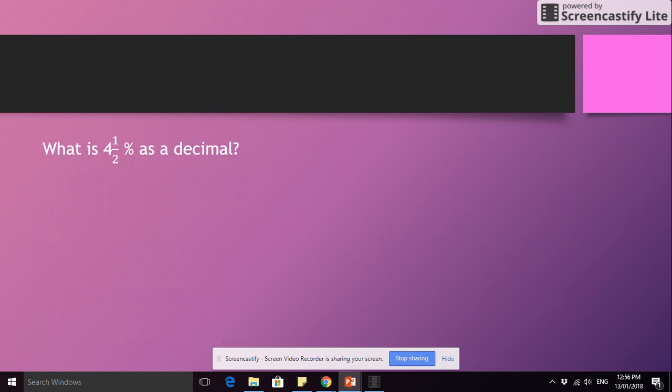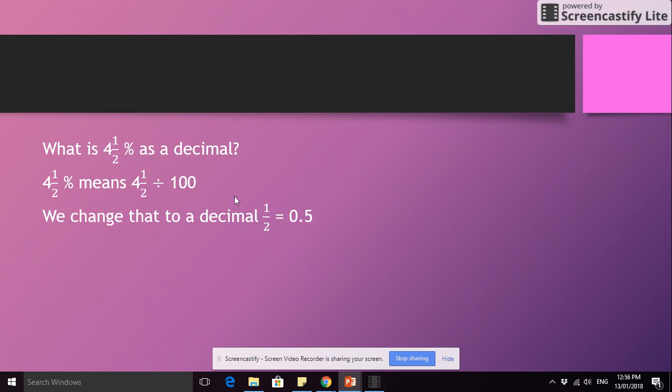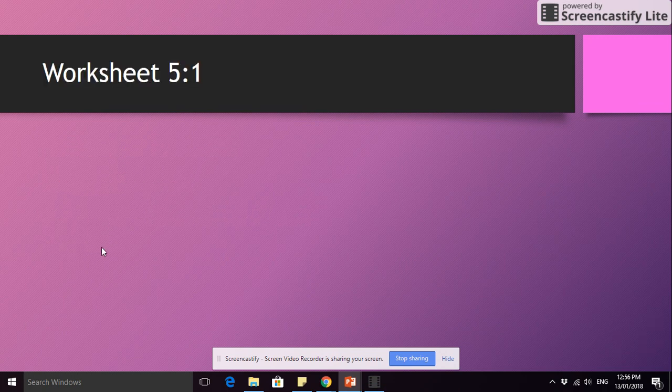All right, then you have a look and they say, well, what is 4.5% as a decimal? Okay, so we know that 4.5% is 4.5 out of 100. But this half worries us, doesn't it? So we've got to change that to a decimal. A half is actually 0.5. So we're going to say 4.5 divided by 100, and I want you to get the answer for that one, please. Just see what it gives you on your calculator.